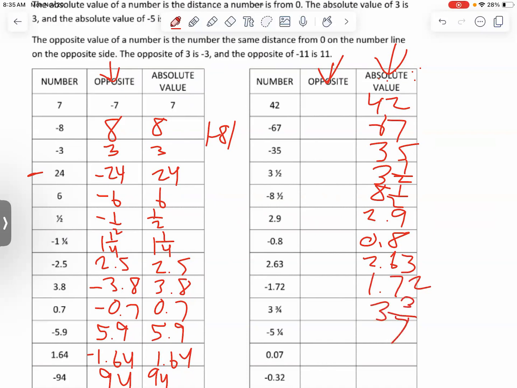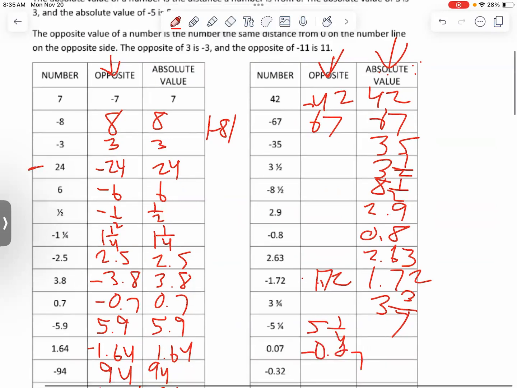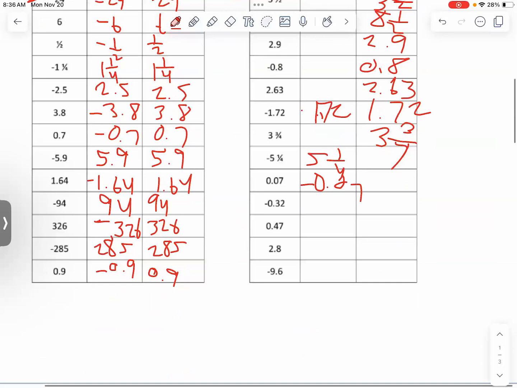And then on these, you're just flipping the sign. If it's positive, you put a negative sign. If it's negative, you put it as positive, right? Looking down here, this one will be 1.72. This one is 5 1/4. That one's -7/100, and so forth. So just make sure you got all those filled in.